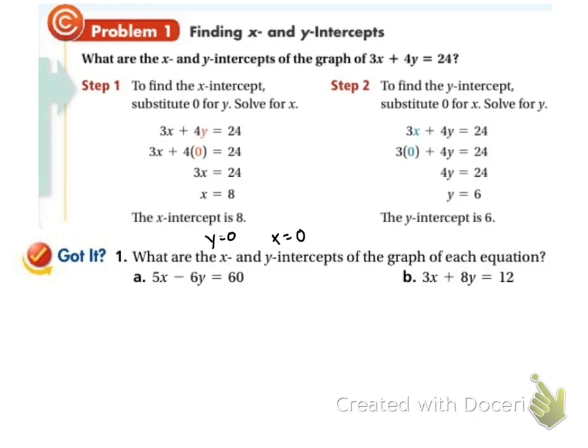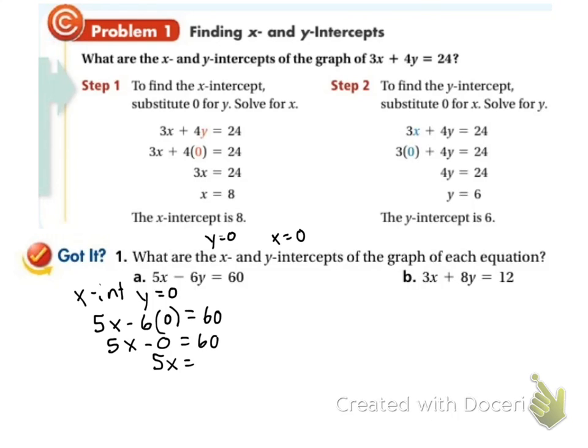So the first one I'm going to do is for my X-intercept. And I'm going to plug in Y equals 0. So I've got 5x minus 6y equals 60. I'm going to plug in 0 for y. 6 times 0 is just 0, right? So then we're subtracting 0. 5x minus 0 equals 60. So that's just 5x equals 60. And if we divide both sides by 5, we get that x is equal to 12. So our x-intercept is at 12.